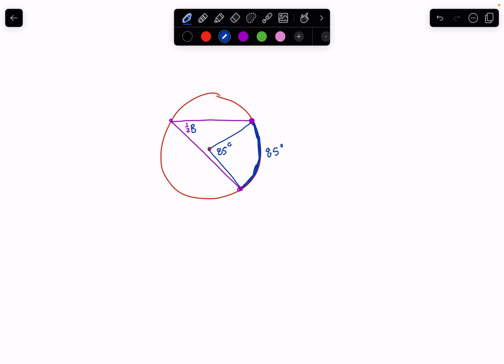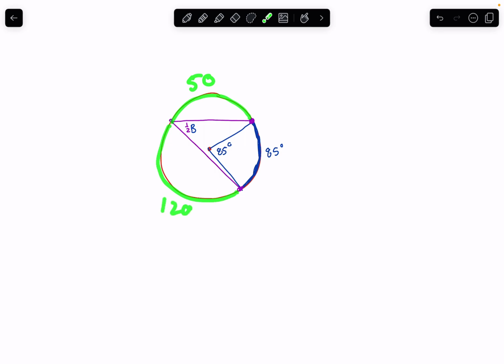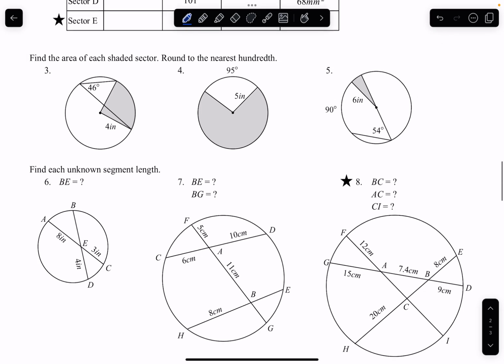So be careful. Some of the pictures are going to give you this measurement here on the outside, and you'll have to determine these two measurements. It might give you a measurement on the outside. It might give you this measurement and call it 50 degrees and this measurement and call it 120 degrees and ask you to find the missing measurement. For that one, remember that all of the outside of a circle adds up to be 360 degrees. Other than that, everything you need to know, you're going to learn today.